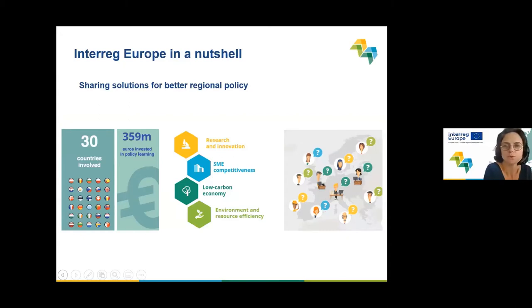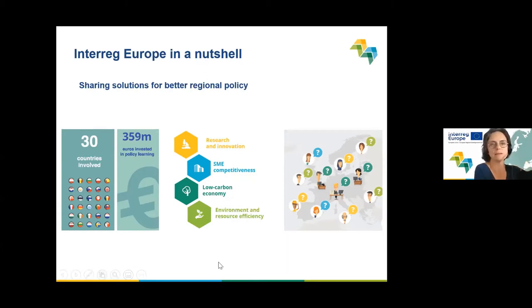For those of you who maybe know just a little bit of the program, this is the only Interreg program that allows all EU countries to work together, including Norway and Switzerland. It is a program that is fully dedicated to capacity building. So it is really the program that allows practitioners of regional development policies on the topics that you see on the screen to exchange their experiences to learn how to better design and manage regional policies.